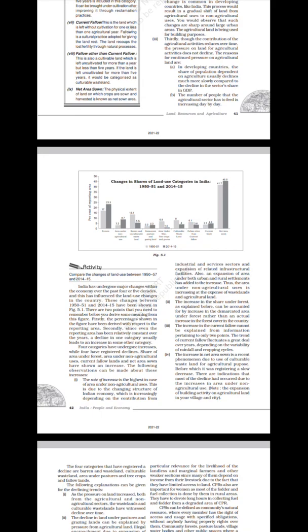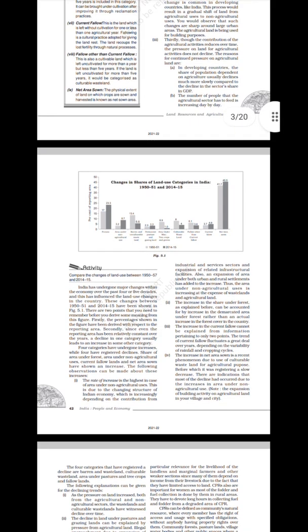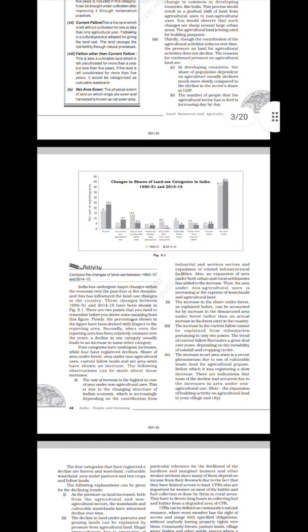The increase in the share under forest, as explained before, can be accounted for by increase in the demarcated area under forest rather than an actual increase in the forest cover in the country. The increase in the current fallow cannot be explained from information pertaining to only 2 points. The trend of current fallow fluctuates a great deal over years, depending on the variability of rainfall and cropping cycles.